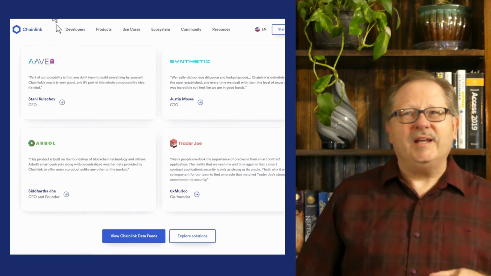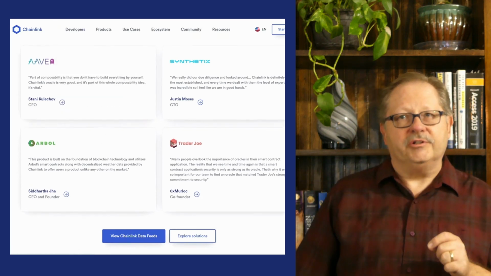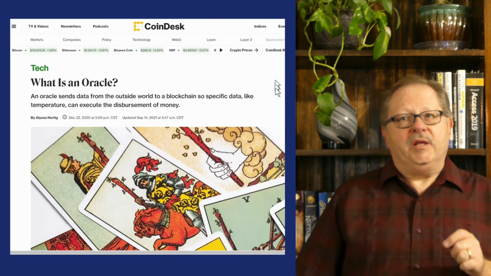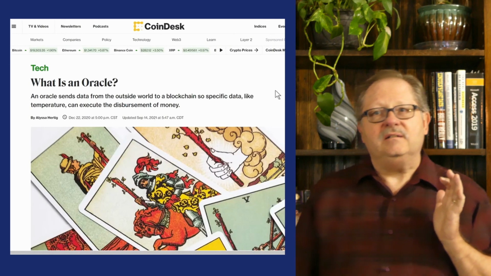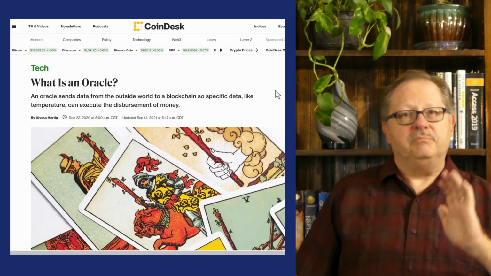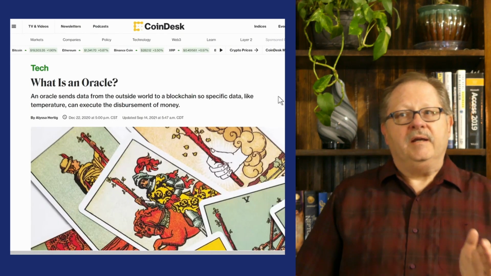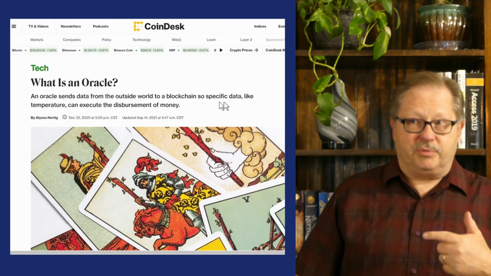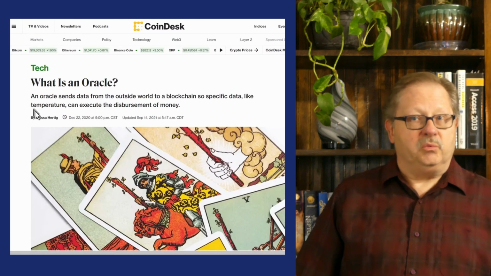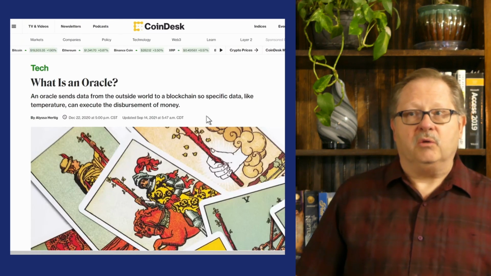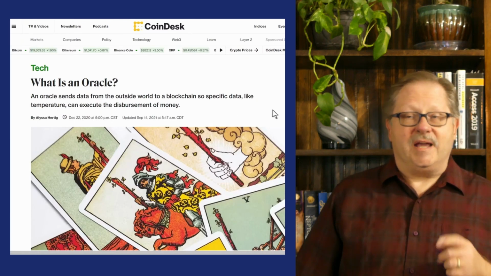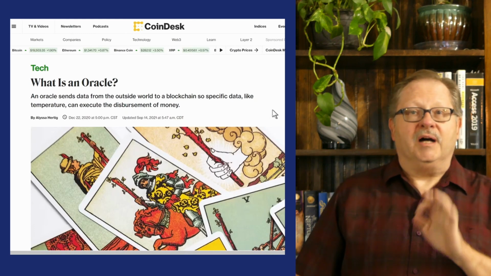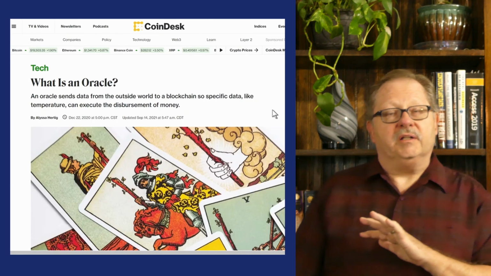So there's the first look at Chainlink, but I would like to dive a little further into the idea of what an oracle is. An oracle is literally data from the outside world sent to a blockchain. It's very specific data. In this particular example, they're using the temperature. They're going to look at weather. The example they use is a farmer who buys insurance against crop failures.